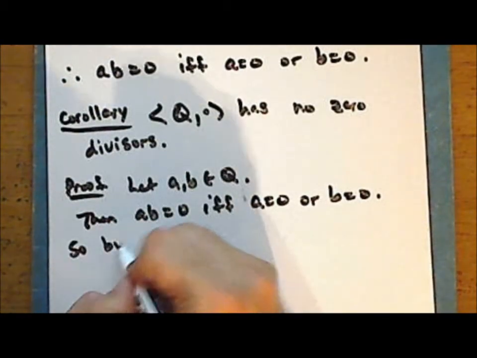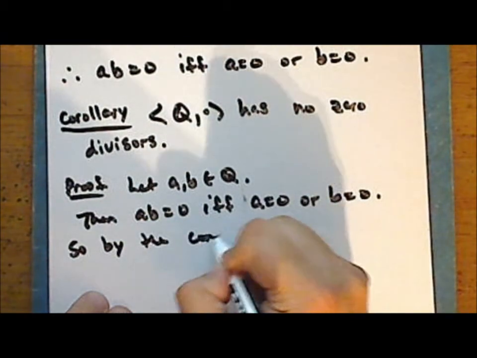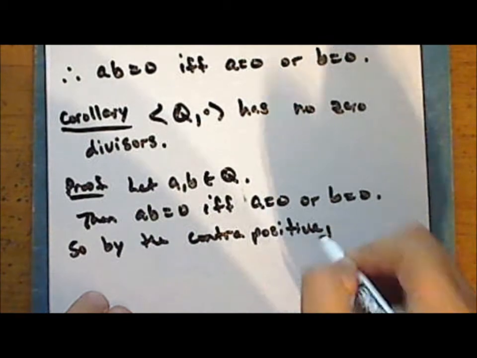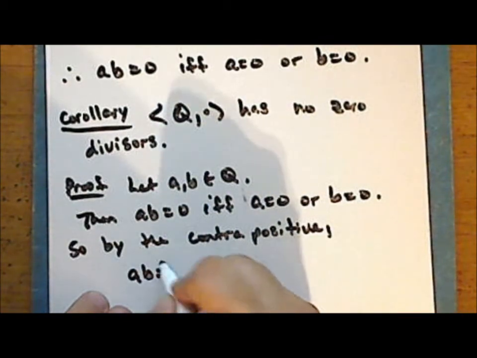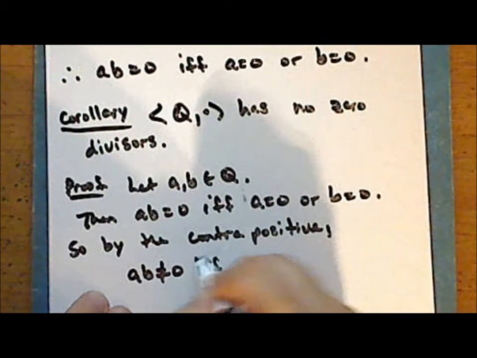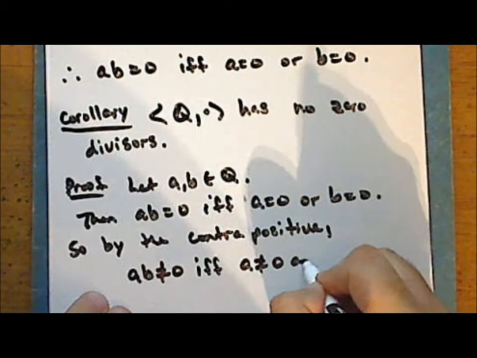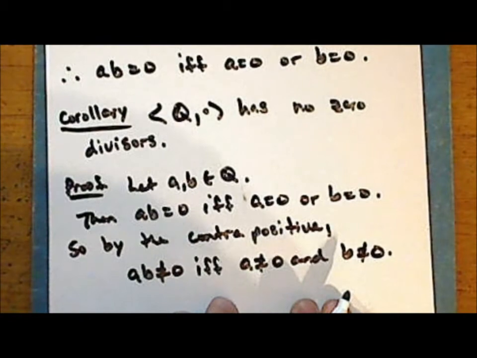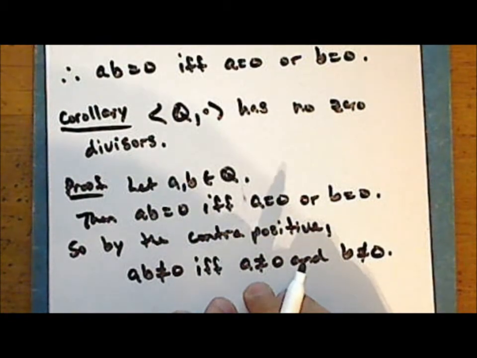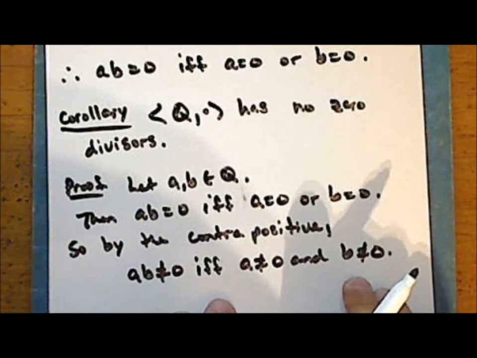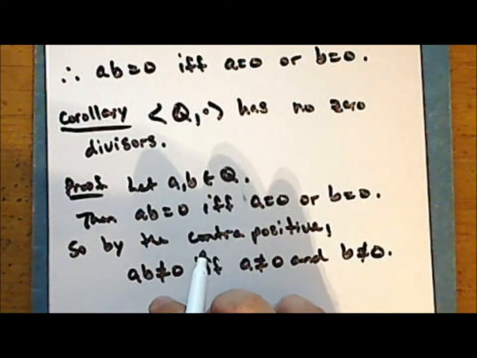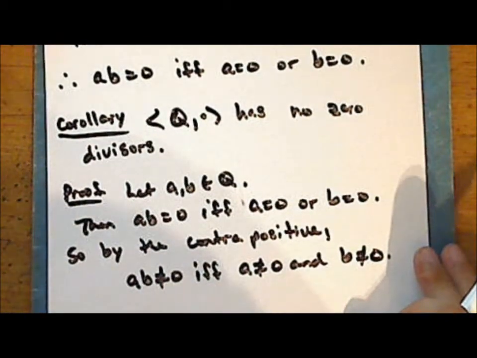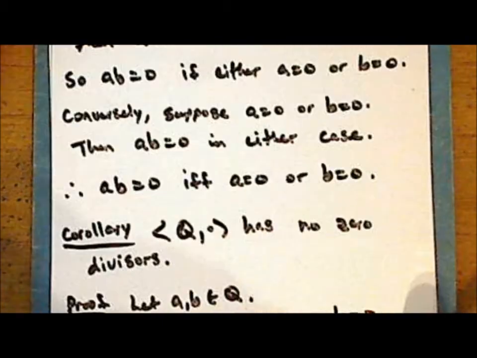So by the contrapositive, we have that a times b is not 0 if and only if a is not 0 and b is not 0. And one of the implications in this biconditional is that if a is not equal to 0 and b is not equal to 0, then the product, a times b, is not equal to 0. And so the rational numbers under multiplication has no zero divisors.